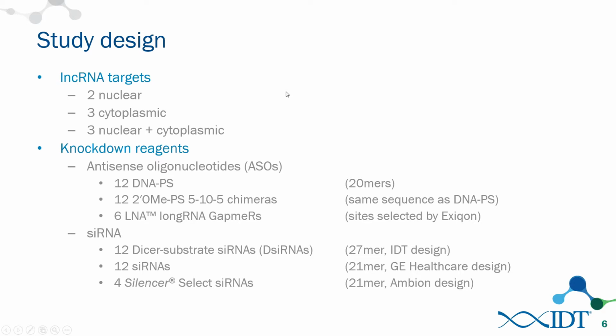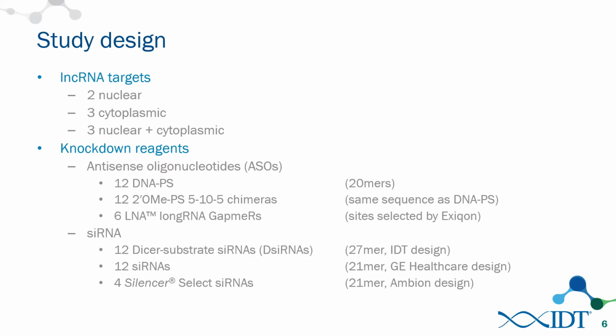So for the study design, we looked at 8 different long non-coding RNAs, 2 which are found more exclusively in the nucleus, 3 which heavily populate the cytoplasm, and then 3 which are dual localized to be found both in the nucleus and the cytoplasm. And we looked at both antisense oligos and siRNAs.